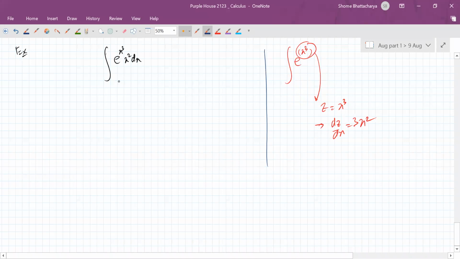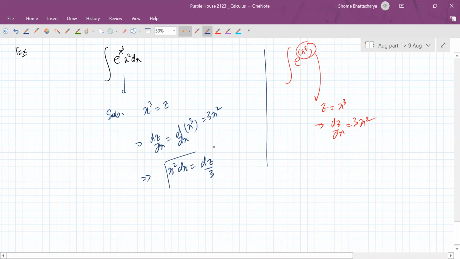The 3 is not there, but that is fine, because 3 is a constant. So we will substitute x cube as z. dz by dx is the differentiation of x cube, which is 3x square. On cross multiplying, we see that x square into dx is dz by 3. That by 3 does not create any problem because it's a constant. So the integral becomes e raised power z into dz by 3.